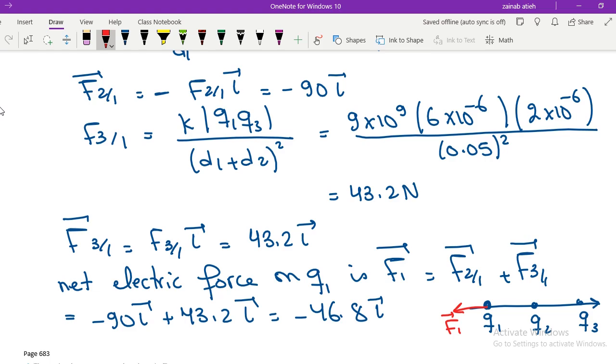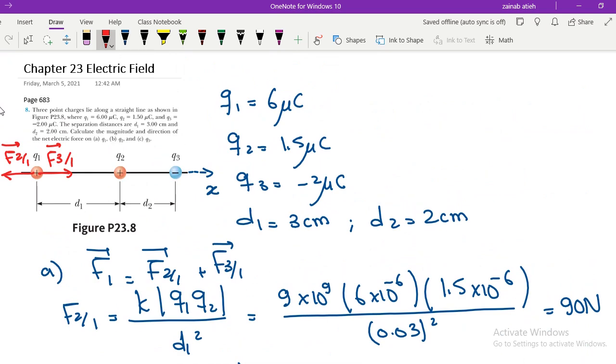Now I won't solve the second parts, which are parts B and C. I will leave them to you, but I will help you find the direction of forces. It's the same method. For example, let's start with Q2. Q2 has forces acting on it due to Q1 and Q3. First, the force due to Q1: Q1 and Q2 both are positive, so Q1 will repel Q2. So the force exerted by 1 on 2 will be like this. This is F exerted by 1 on 2.